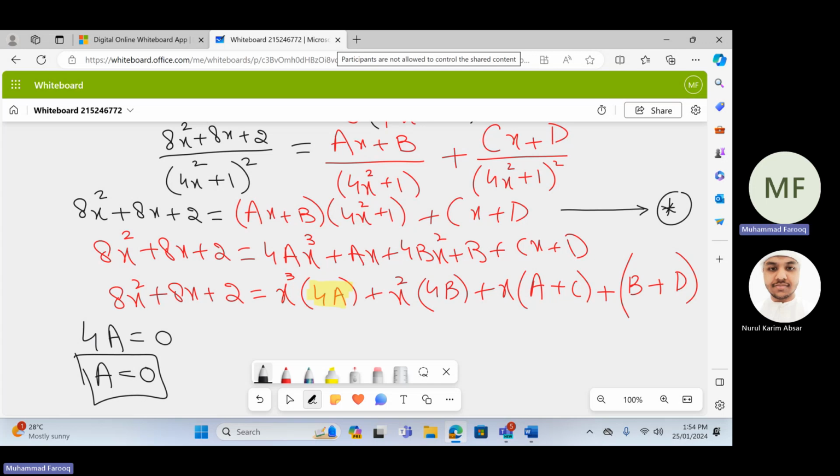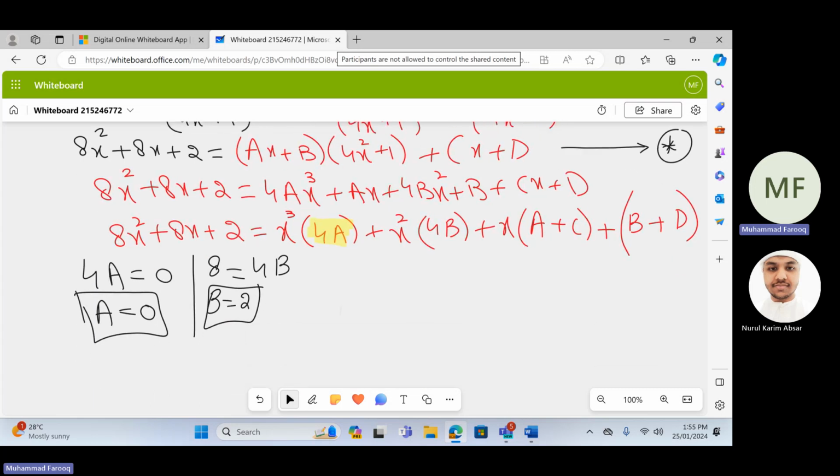Next, x power 2, degree 2. The coefficient here is 4b. On the other side, who has the x squared coefficient? 8. So 8 is equal to 4b. Degree 2 coefficient equal to degree 2 coefficient. So now from here 8 is equal to 4b. Then what is b? B is 2. Understanding of this?